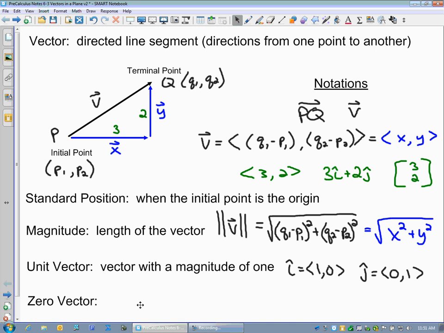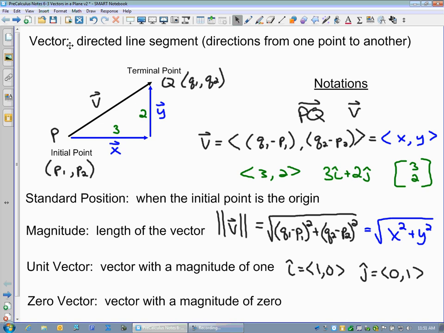And of course, a zero vector is a vector with a magnitude of 0. It's just a point. You don't have any movement. That can happen sometimes when you're doing a vector addition or subtraction, and your result is a zero vector. It means nothing actually changed.